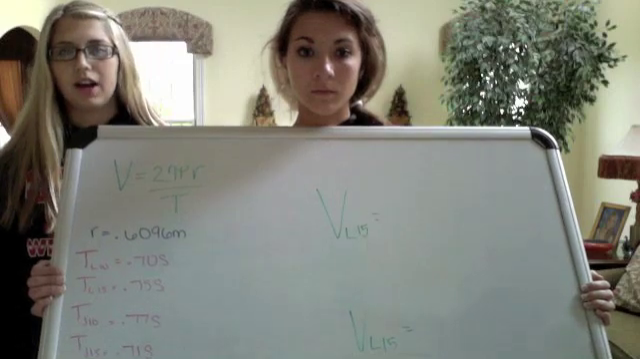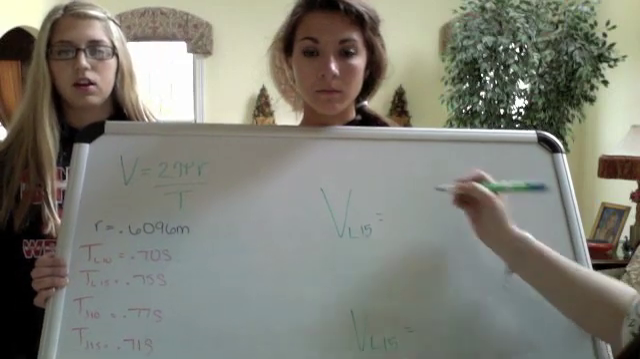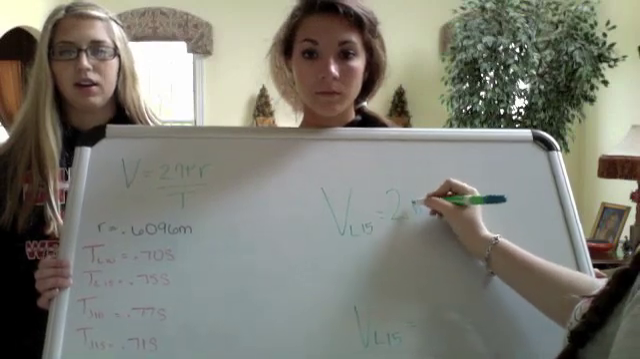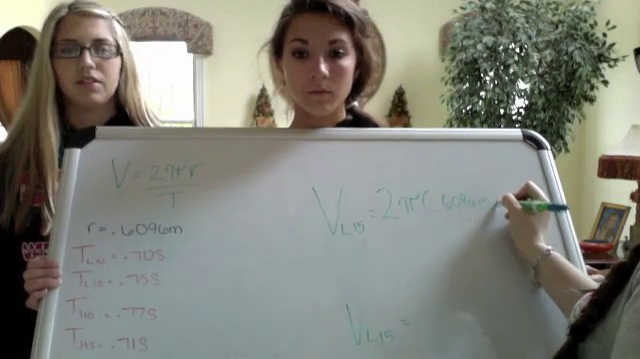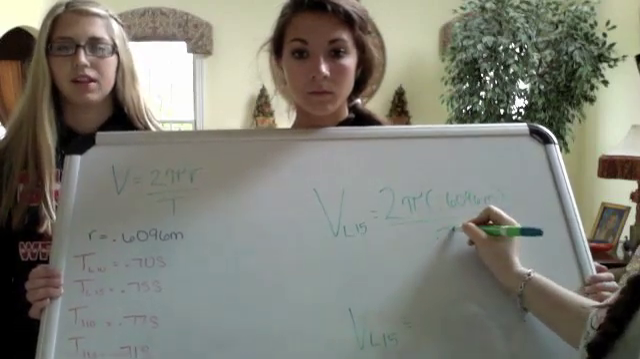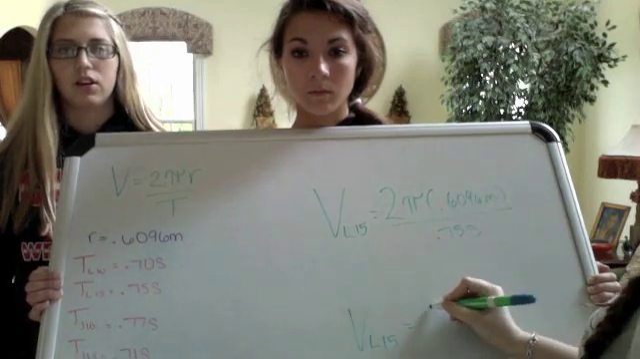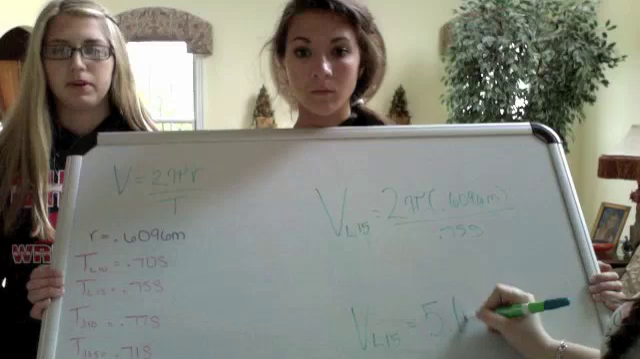Now to find Lindsay's velocity in 15 seconds, you multiply 2 pi and 0.6096 meters, then divide that by 0.75 seconds, and the result is 5.1 meters per second.